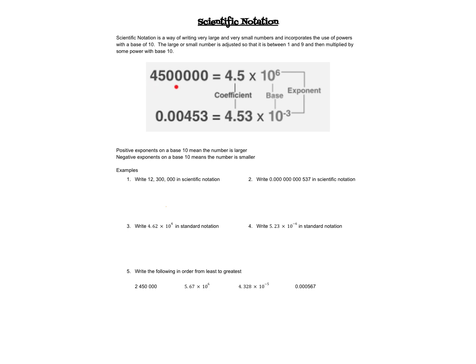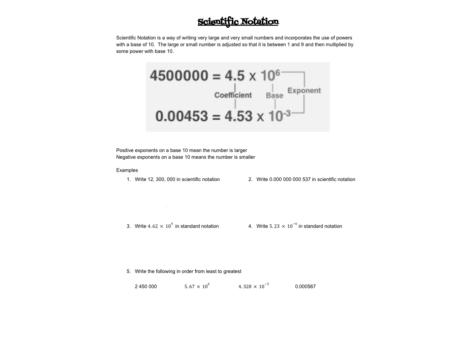So in this question, this number can be written as 4.5 times 10 to the exponent 6. This number can be written as 4.53 times 10 to the negative 3. If the number is a large number, such as the first number, then the exponent is positive. If the number is a small number with a decimal, then the exponent is negative.